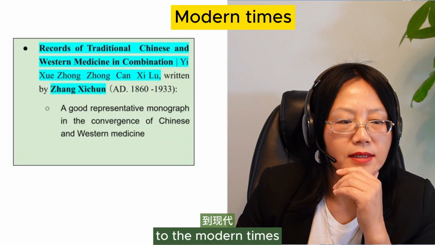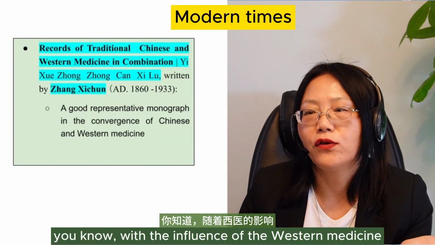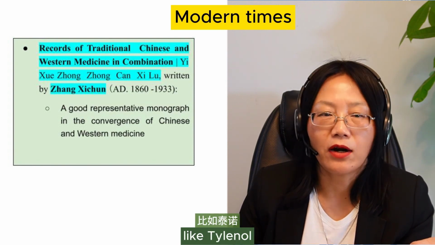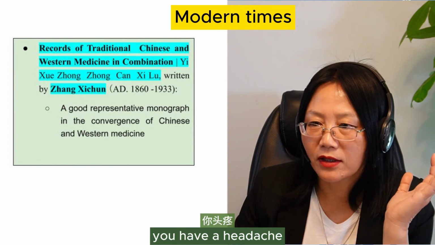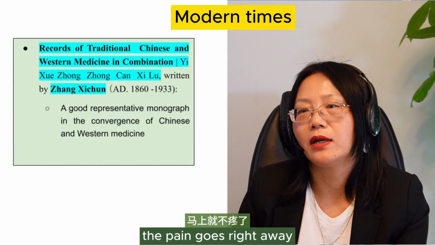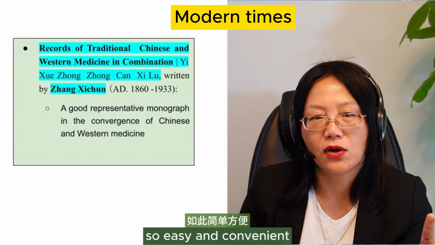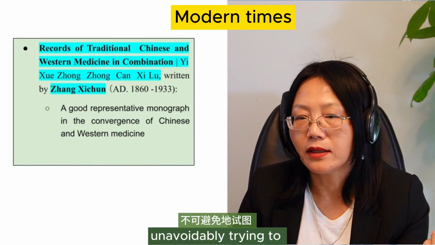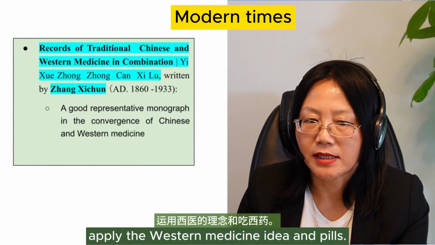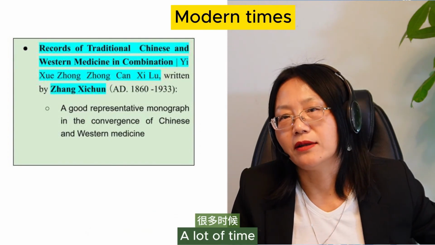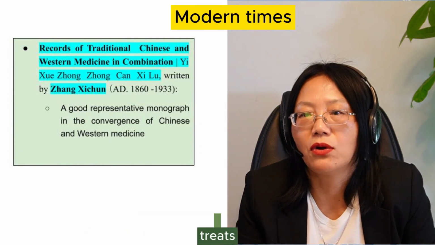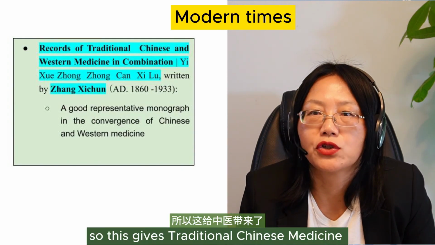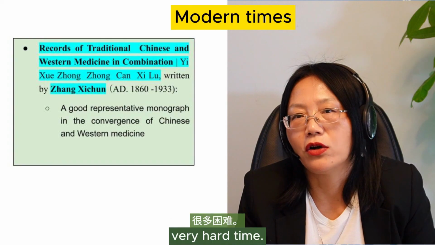In modern times, with the influence of Western medicine, because Western medicine is really quick, like Tylenol. You have a headache, you take Tylenol, and the pain goes away immediately. So easy and convenient. People unavoidably applied Western medicine ideas and pills. A lot of the time, one painkiller kills all. At least it kills all the symptoms at the moment. This gives traditional medicine a very, very hard time.